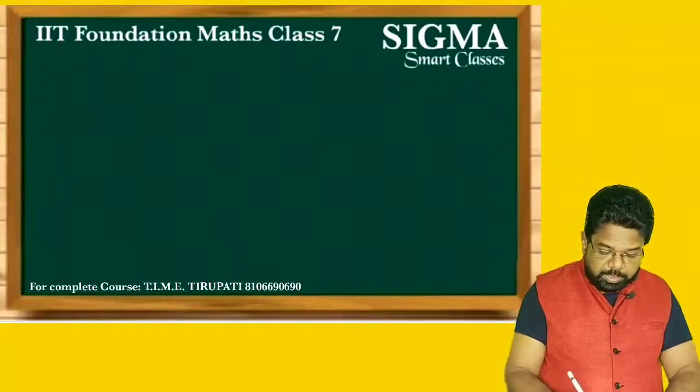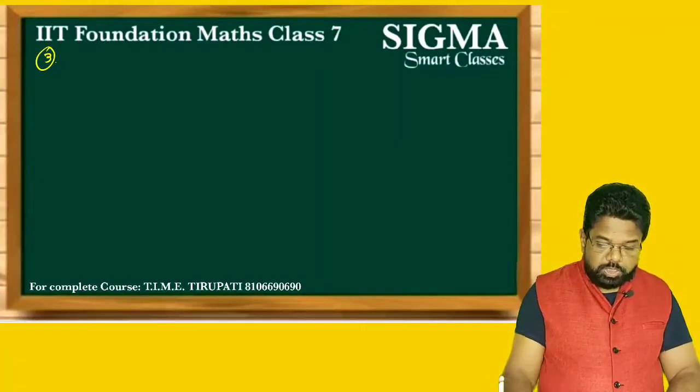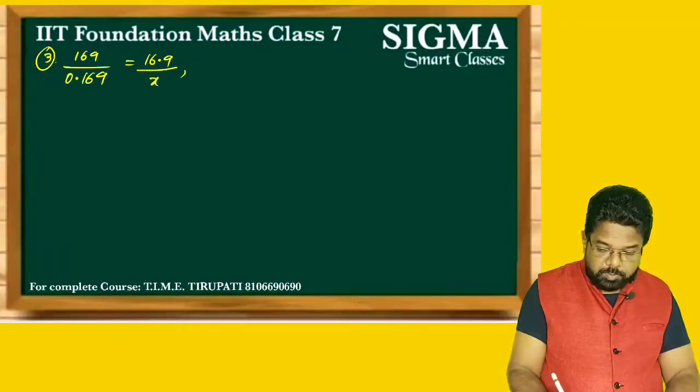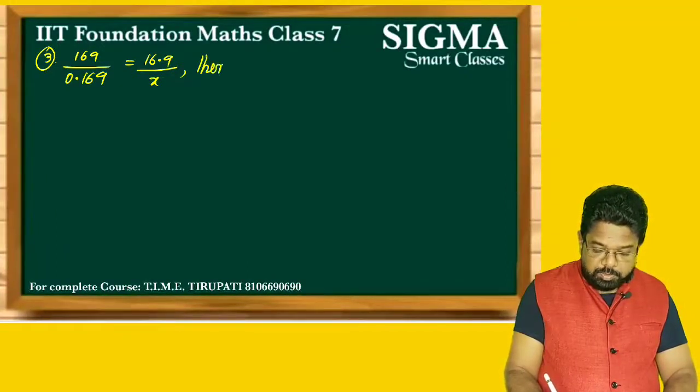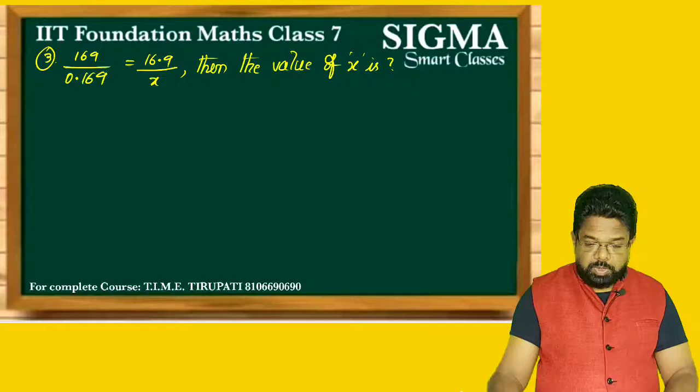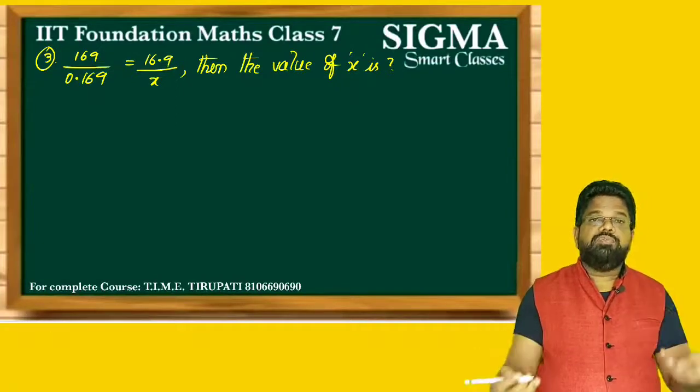Question number 3 it is. So what is question number 3? 169 by 0.169 is equal to 16.9 by x. Then the value of x is... okay. So you have to calculate the value of x.